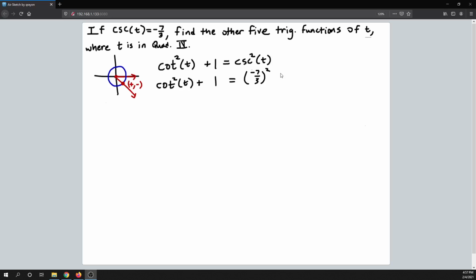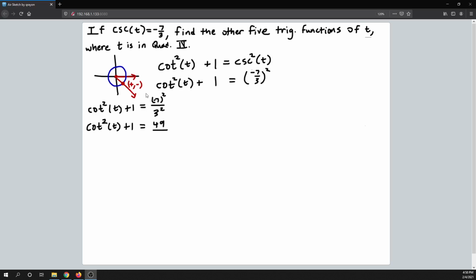All right, and so when I do that, I'm going to get cotangent squared t plus 1 equals, and so I'm squaring a fraction here, squaring negative 7/3. So that is going to be the same as squaring the top and squaring the bottom. And so that's going to be negative 7 squared over 3 squared. And negative 7 squared is positive 49, right? That's negative 7 times negative 7.